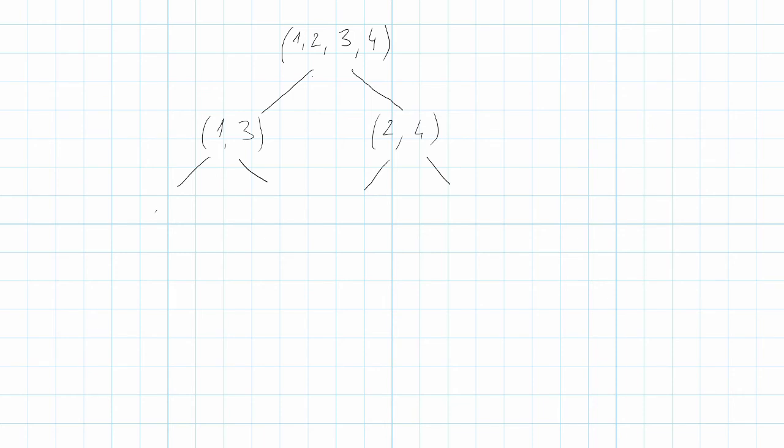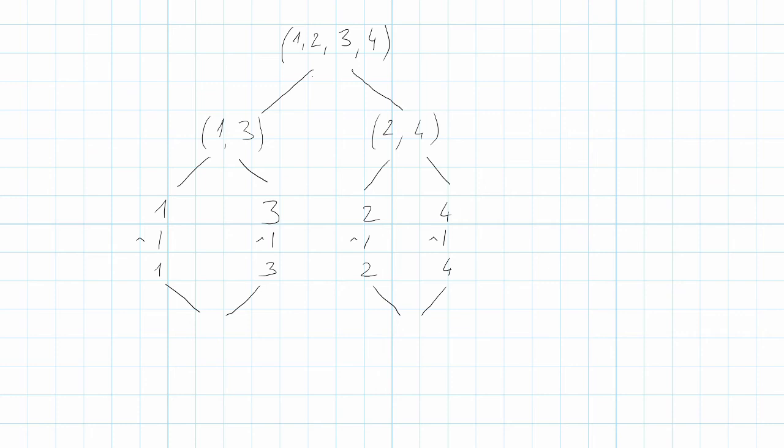So we have 1, 3, 2, 4, and now we compute the Fourier transforms of these singletons, and here, according to the formula, the Fourier transform is just the identity, nothing changes. So we have 1, 3, 2 and 4, and what we do next, we recombine the elements together.